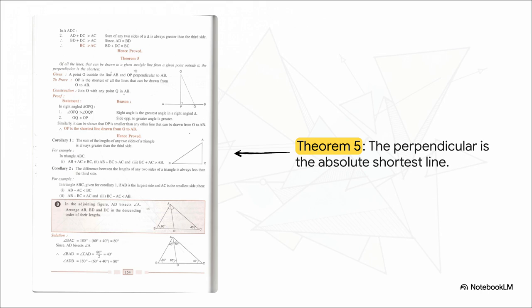If you draw any other line, let's call it OQ, you create a right angle triangle. Because a right angle is 90 degrees and the whole triangle only has 180 degrees to share, the right angle has to be the largest angle in that triangle. And applying our rule of inequality from a second ago, the side opposite the largest angle must be the longest side. Therefore, the straight perpendicular drop, which we'll call OP, will always be shorter than any angled path.